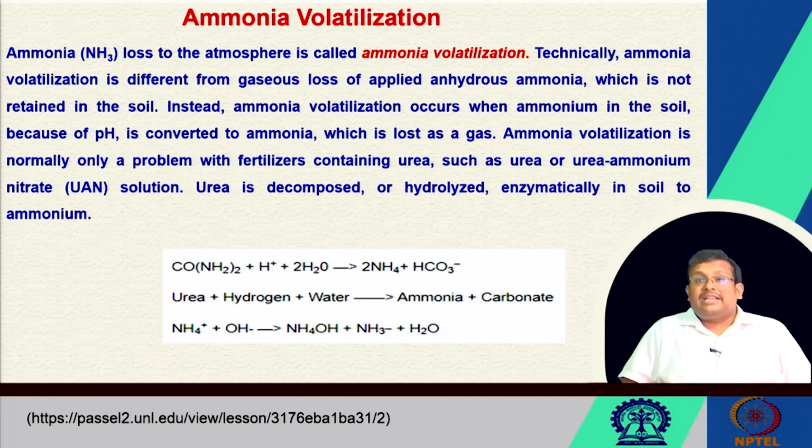Now, ammonia volatilization is normally only a problem with fertilizers containing urea, such as urea or urea ammonium nitrate solutions. What happens when urea is hydrolyzed enzymatically in soil to ammonium? Here you can see this is urea, which is hydrolyzed to form the ammonium ion, and this ammonium ion in alkaline condition will convert into ammonia gas and then be released back to the atmosphere, and that is called ammonia volatilization.